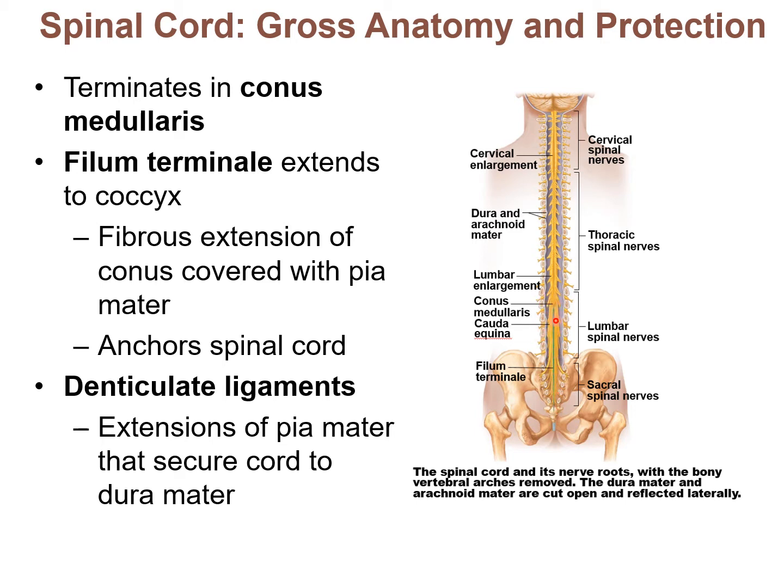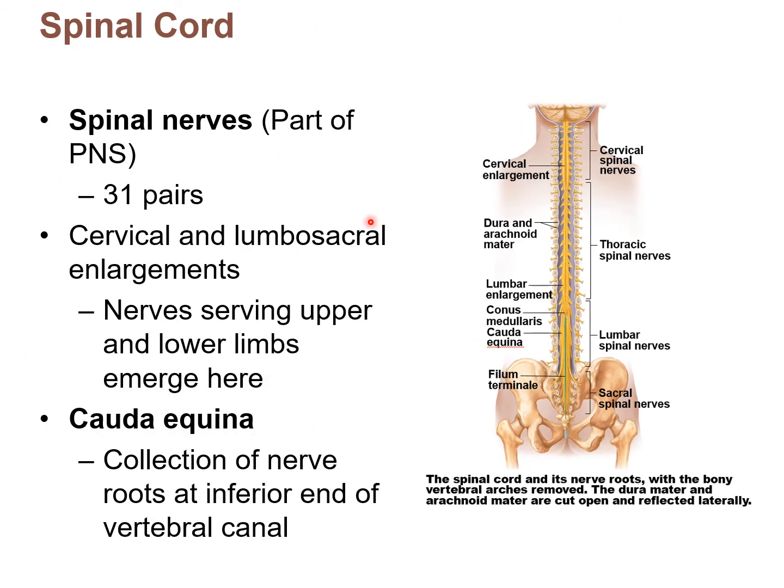So you see that green ligament? It's a green ligament that's kind of tied onto the conus medullaris and anchored onto the coccyx bone. That's the filum terminale, and that's what anchors the spinal cord down, so it just doesn't flop around in there. It's just tied tightly down to the coccyx bone. Don't need denticulate ligaments.